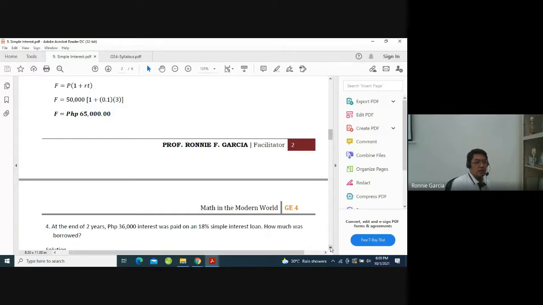Please analyze the problem properly. I will give you a hint. From the problem, 2 years is the time. The 36,000 pesos interest, specify here, 36,000 pesos interest. So this is the amount of interest, 36,000 pesos. This is not the principal. This is the I. Interest of 36,000 pesos was paid on an 18% simple interest loan. So 18% is the rate. How much was borrowed? This is asking for the principal. So how much was borrowed to earn 36,000 pesos for 2 years with the interest rate of 18%?